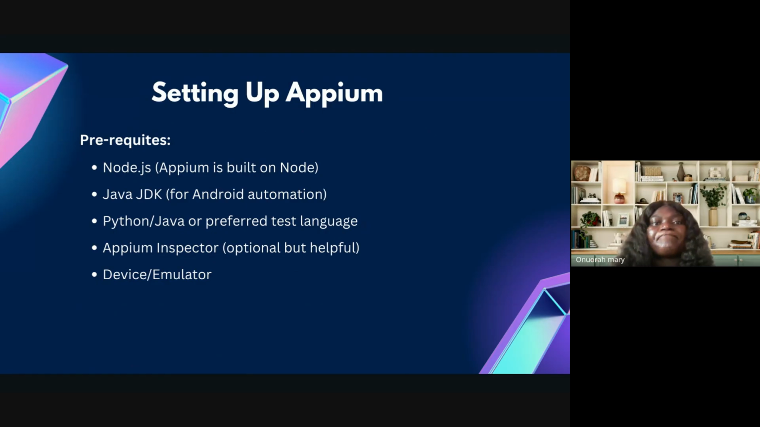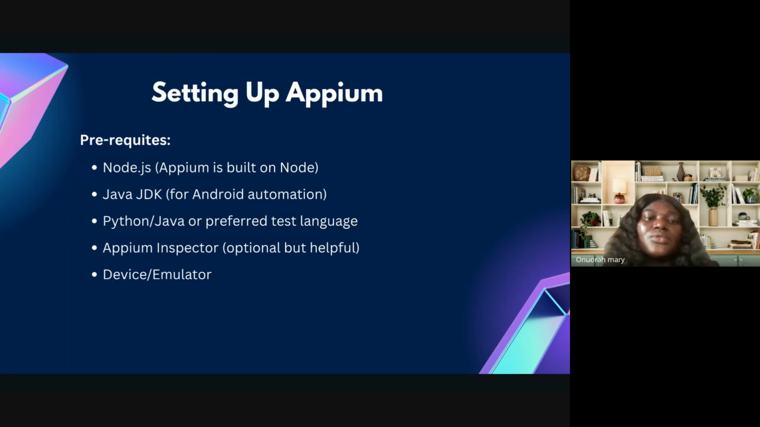Okay, so yeah, setting up your Appium. So before you can actually set up Appium on your laptop, you will need to have several things, right? You need to have Node.js. And like I said before, it's because Appium is built on Node.js. Then you will need your Java JDK for Android automation. Then you also need a language, depending on the language that you want to use.